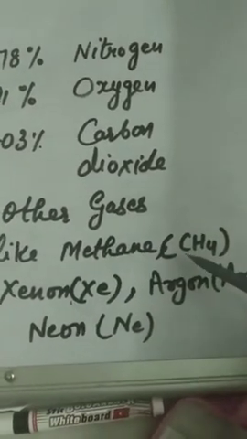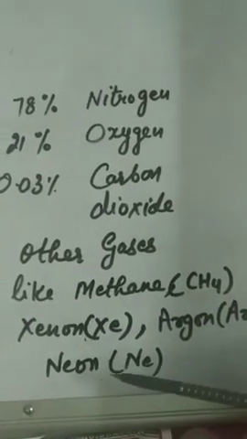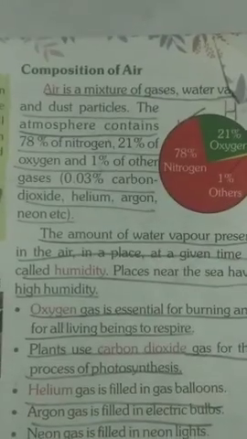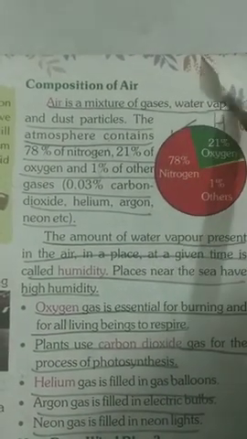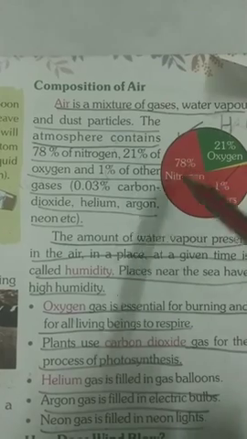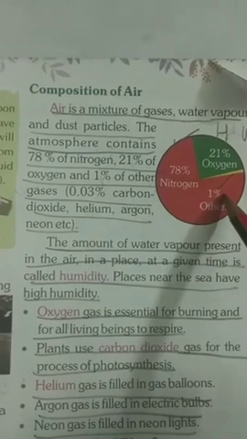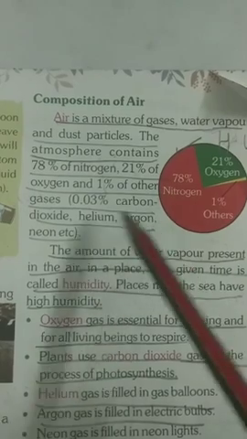Like methane, the formula I have written, CH4, xenon Xe, argon Ar, neon Ne. These gases are also present in the air. Air is a mixture of gases, water vapor and dust particles. Atmosphere contains 78% of nitrogen, 21% of oxygen and 1% of other gases, in which 0.03% is carbon dioxide, helium, argon, neon, xenon. Already I have written on the board and shown you these gases are present in air.